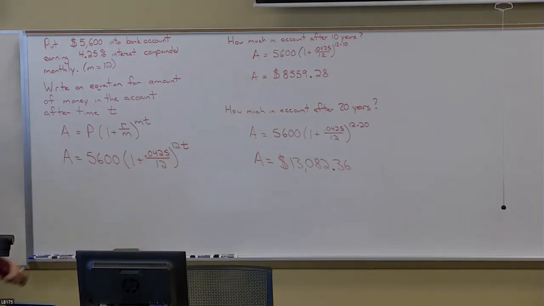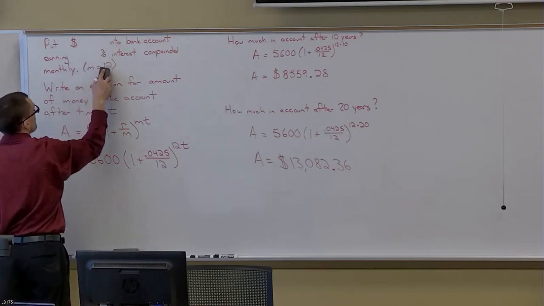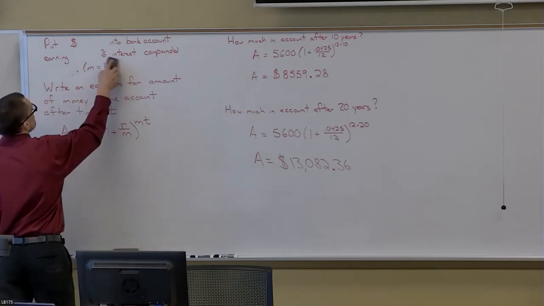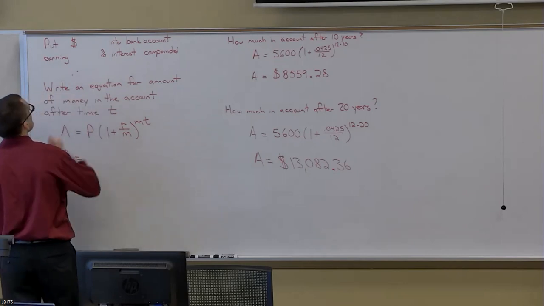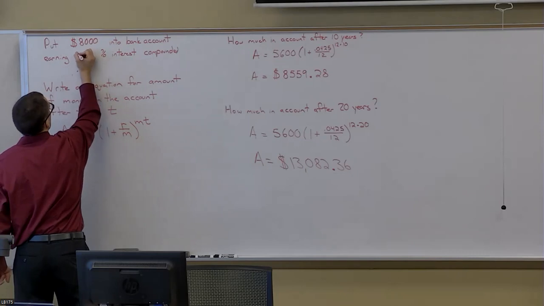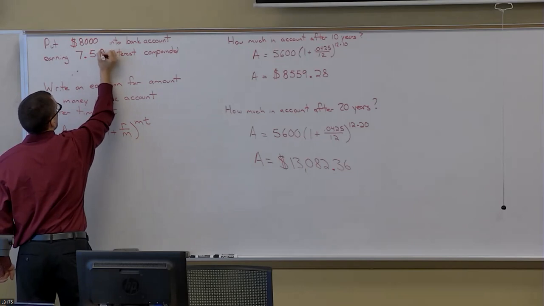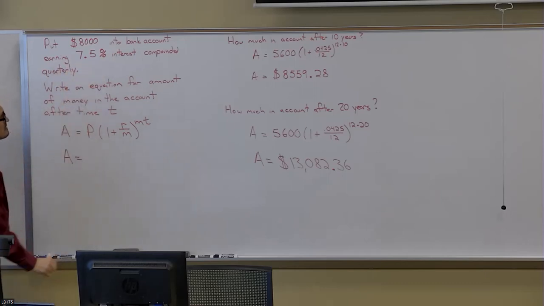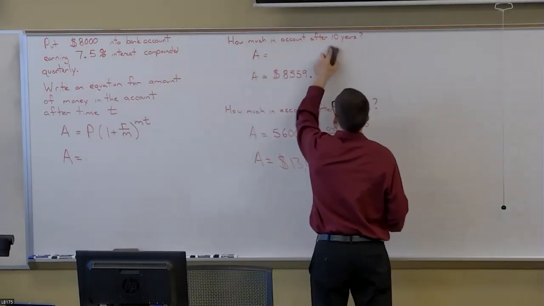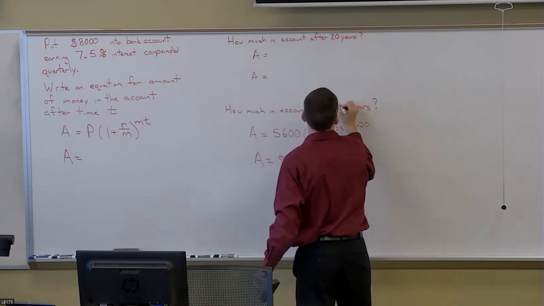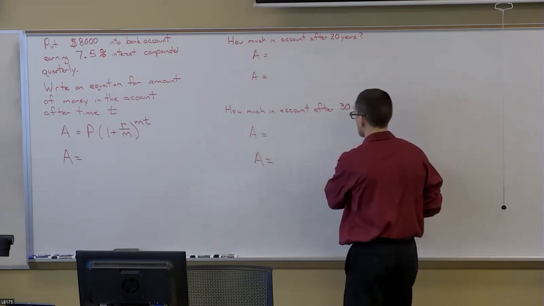So let's do another example. All right, I want you to do this. I'm just going to change the numbers here, and then I'll change the time periods as well. So let's put $8,000 into a bank account earning 7.5% interest compounded quarterly. Let's write an equation and then ask how much is going to be in the account after, I'll do 20 years and 30 years. Try this one on your own.